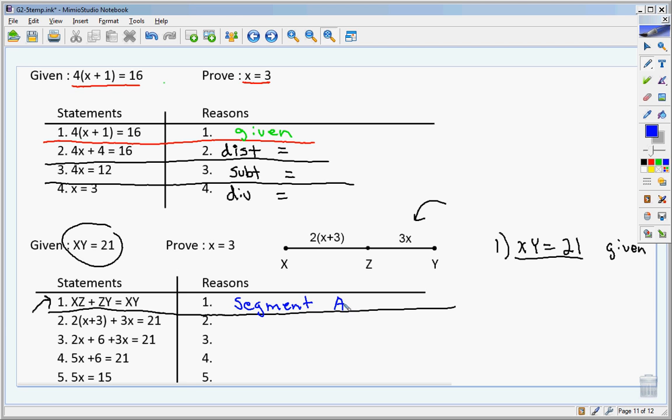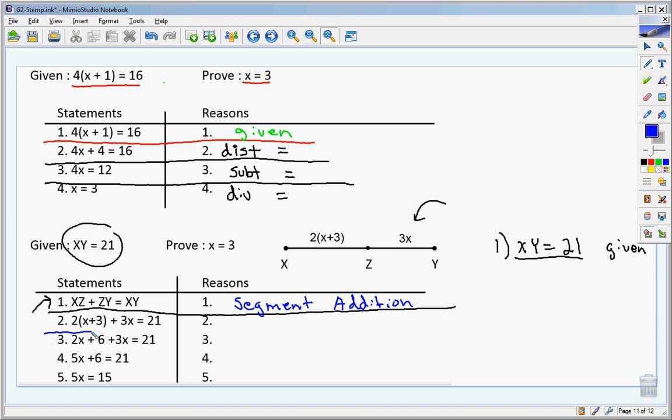Segment addition. The segment addition postulate says if you take part of a segment, you add the rest of the segment, it's equal to the whole segment.